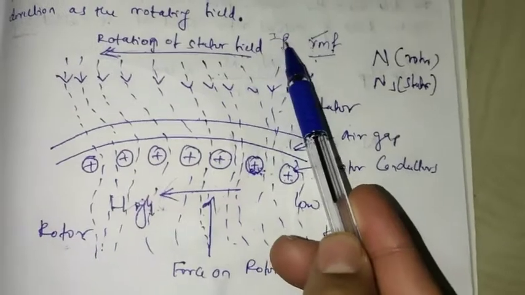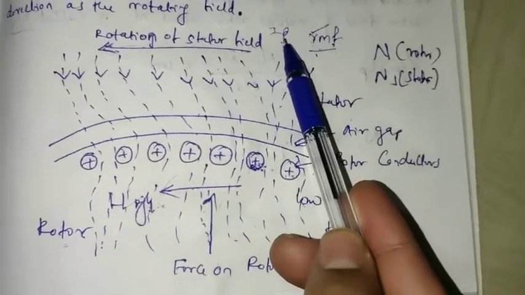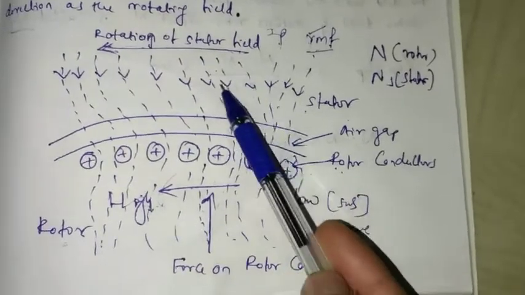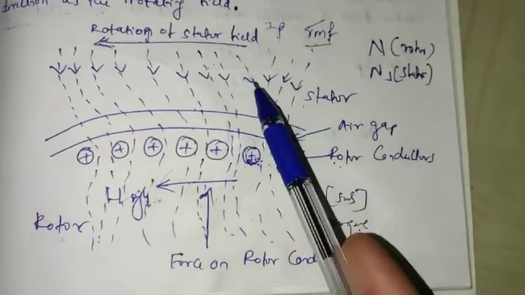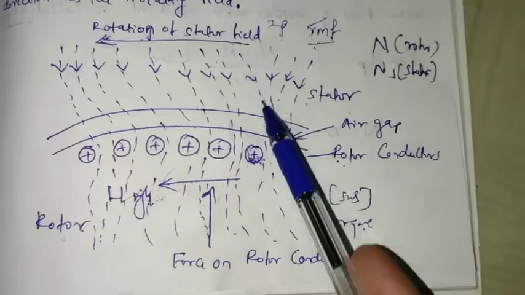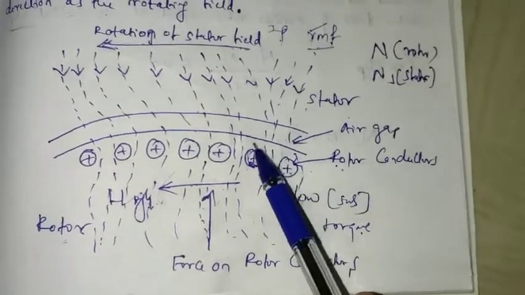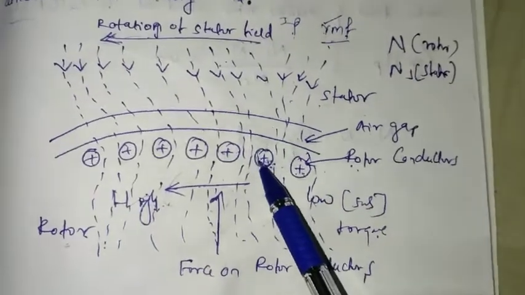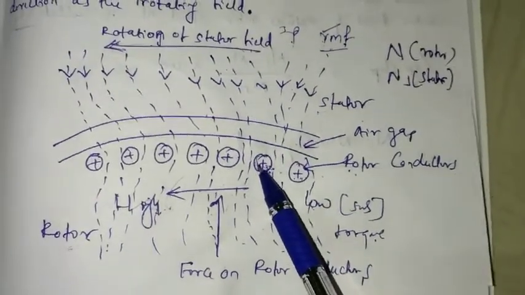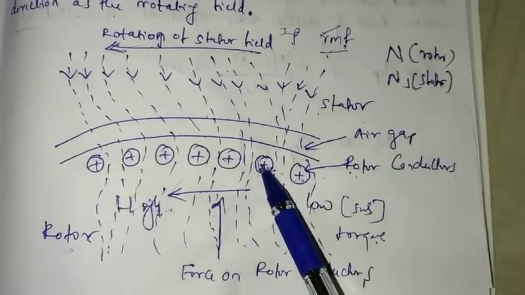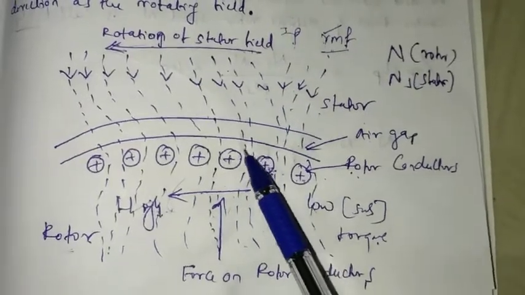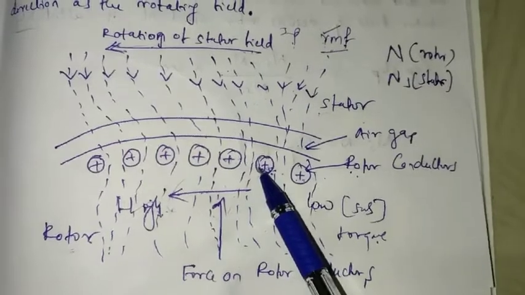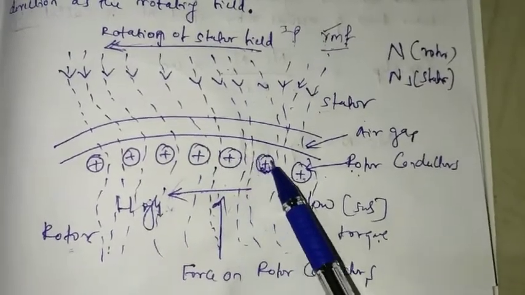When I give three-phase input supply to the induction motor, the rotating magnetic field is produced in the stator. Whenever this rotating magnetic field passes through the air gap and is cut by the stationary rotor conductors, an EMF is induced in the rotor. That leads to the flow of electrical current in the rotor. Because of the short-circuited rotor, this current again produces its own magnetic flux.